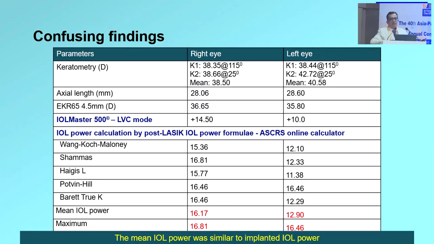When we repeated his axial biometry for the A scan using the IOL master, and also the ASCRS platform, we saw that the average lens was 12.90, and the maximum was 16.46, because the ASCRS calculator gives us the minimum, average, and maximum. We normally use the average, and the patient had undergone 13 diopters. So it didn't add up. We didn't know exactly why this patient had a +5 diopter refractive error.